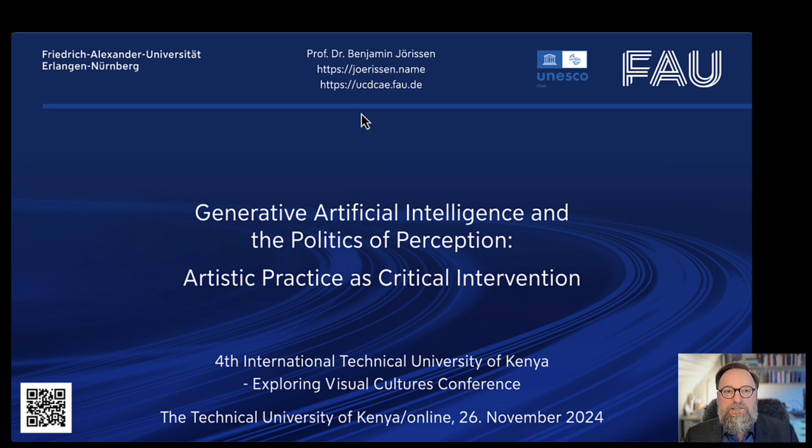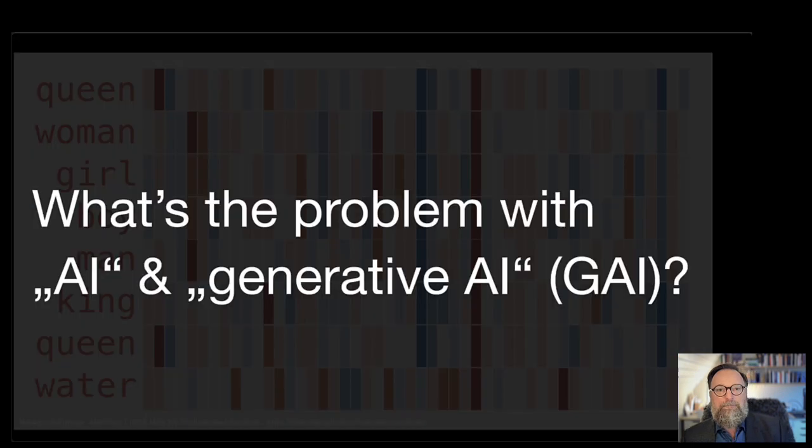Generative artificial intelligence and the politics of perception, artistic practice as critical intervention. This is a title I chose, and I'll step right in and begin with the first question I'd like to pose: what's the problem with generative AI, or GAI? In order to understand this, we have to take a closer look at what such kind of AI is and what it does.